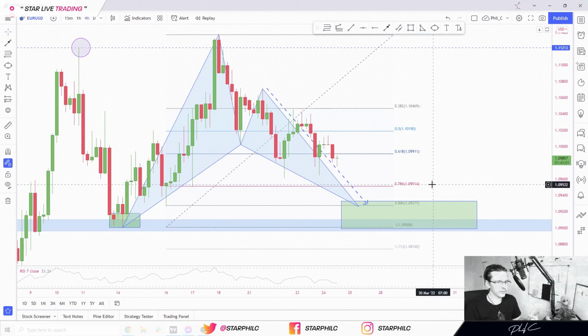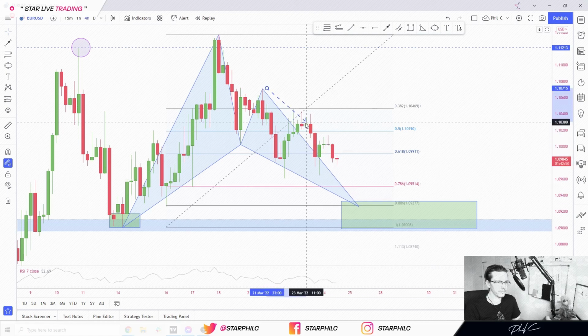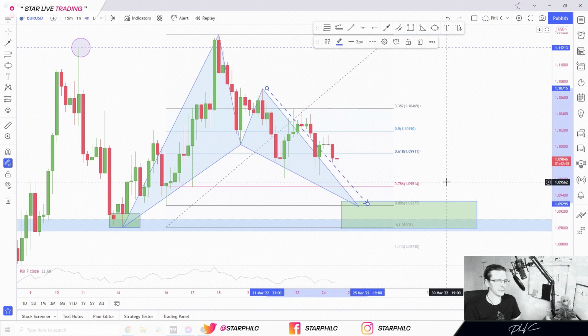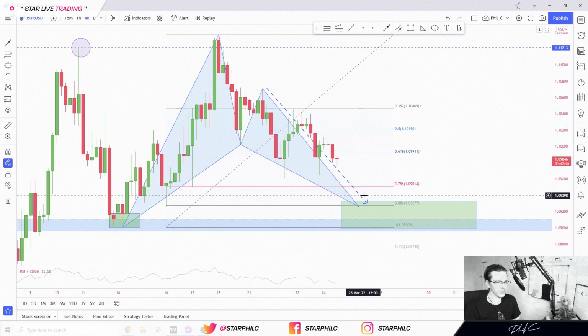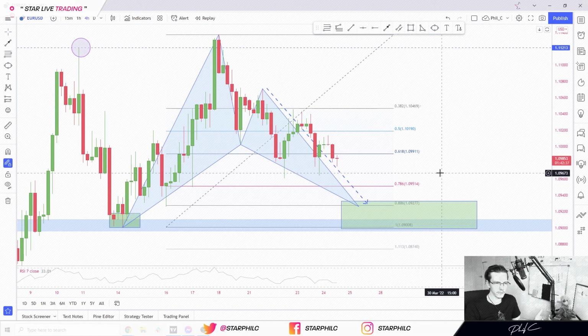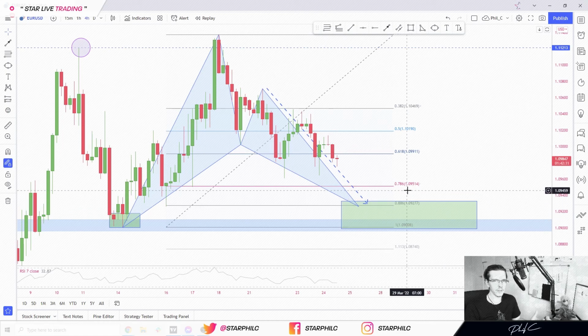Identify, predict, decide, and execute. We identified a potential bullish bat pattern on the euro dollar on the 4-hour time frame. We predict that price action may move towards the downside here, completing our D point completion and resting within our buy zone. And then we decide, using if-then syntax, if price action does move into this buy box, then I'm going to execute the trade.